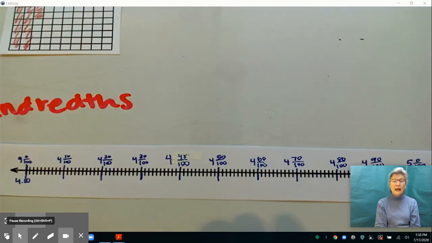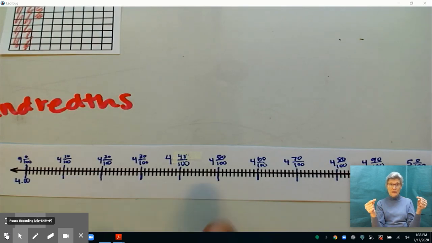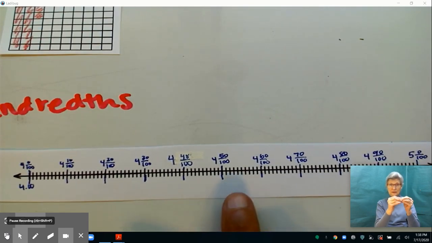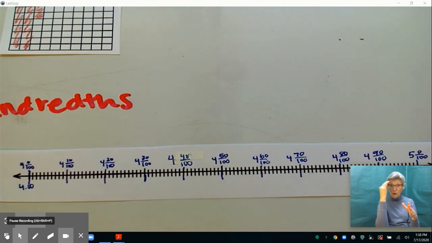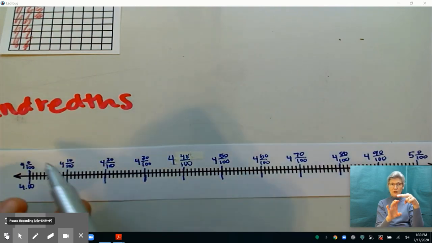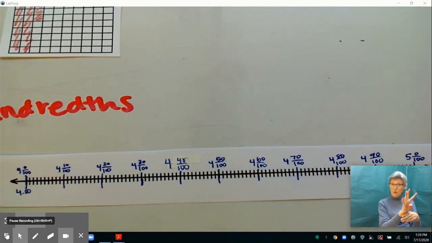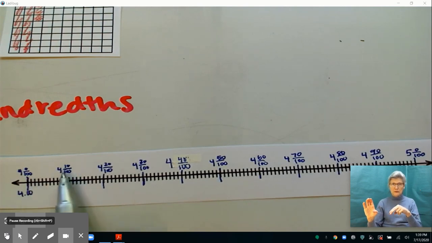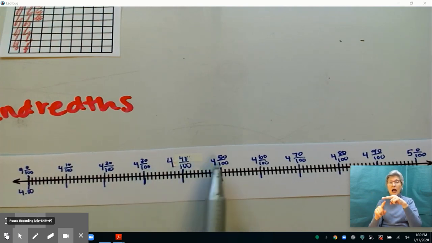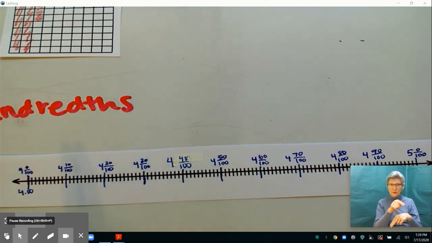Let's use this number line to find where we would plot this number and to identify how we could write it in decimal form. So we know that we have 4 and 25/100ths. As I look at my number line here, I see I start at the whole number 4 and I end at the whole number 5. And along the way, we're increasing by 1/100th. And every 10/100ths are marked for me in fraction form.